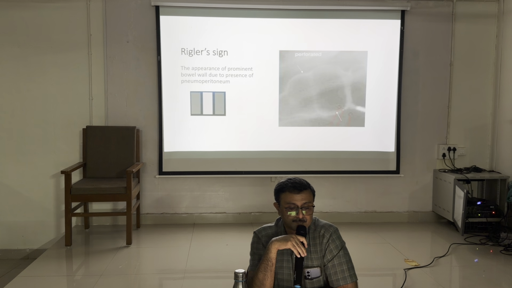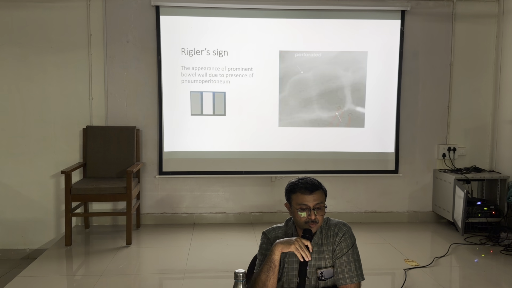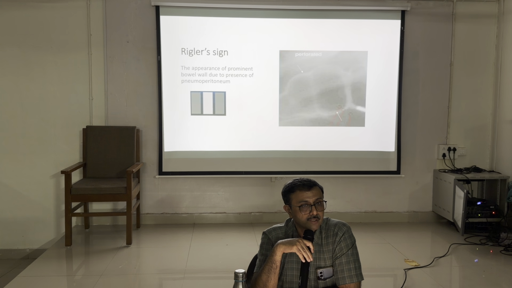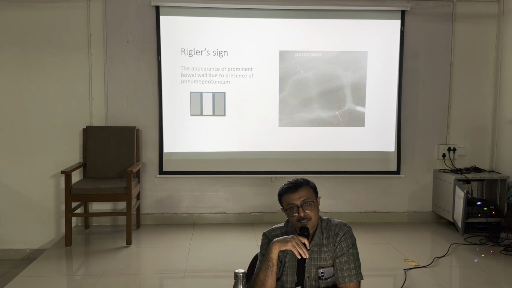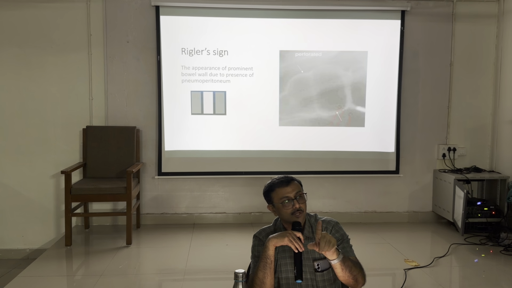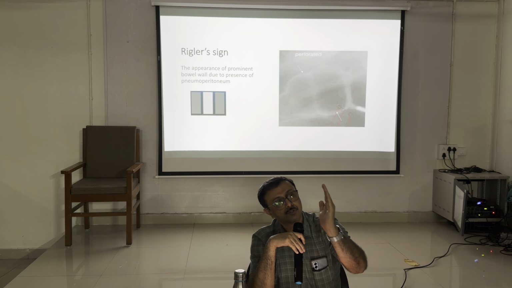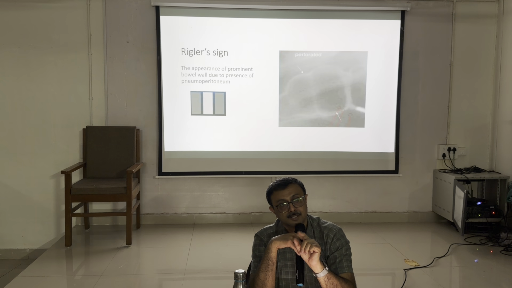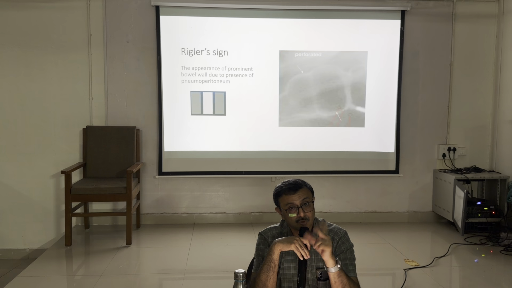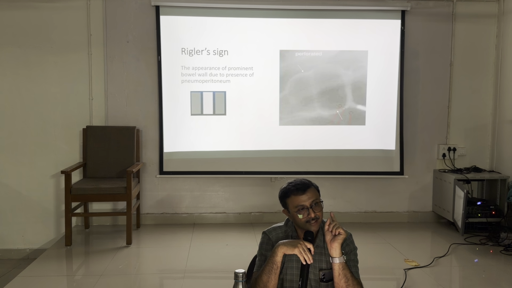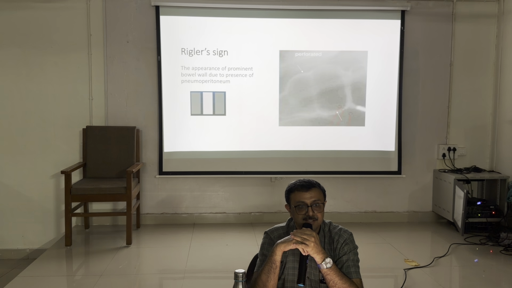Rigler sign: the appearance of a prominent bowel wall due to the presence of pneumoperitoneum. Gas must be on one side of the bowel. If it is bowel, gas should always be inside. So in reference to the bowel wall, gas will be only on one side. When gas is visible on both sides of the bowel wall, that is Rigler sign.